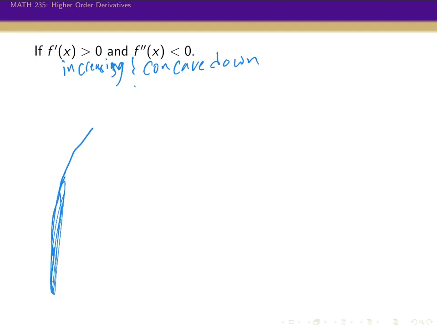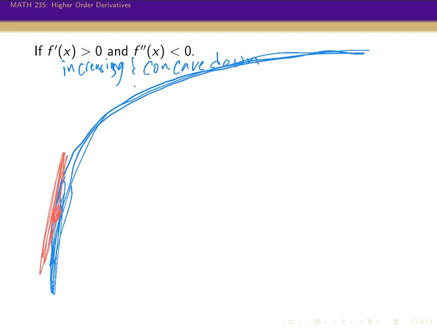But then as time goes on, it starts flattening out. And so this is an increasing, concave down curve. Okay. And so if we think about points over here, the slopes are very steep. But then as we move further and further to the right, the slopes start getting more and more towards horizontal. So they start flattening out more and more.